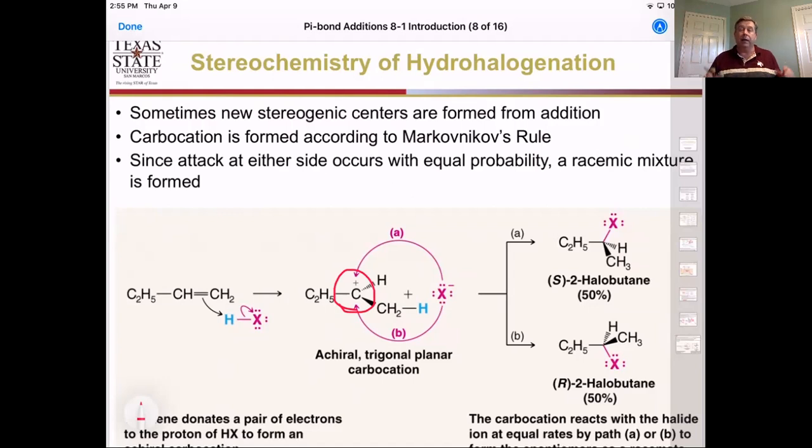So because we're going through that carbocation intermediate, just like before when we did reactions where we got carbocations that would scramble our mixture, whenever we have that same thing happen during these hydrohalogenation reactions, we have a scrambling of stereochemistry in the final product.